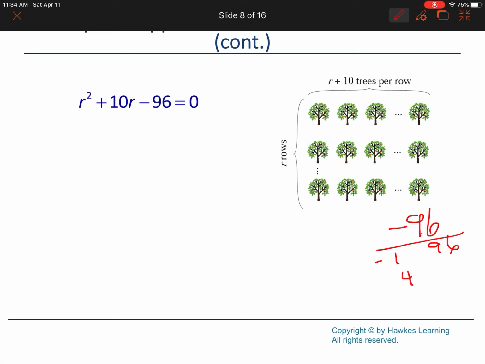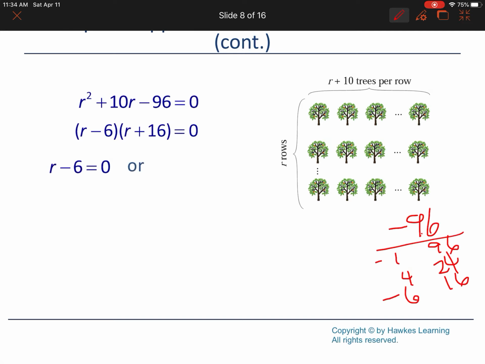Well, I guess we could skip to 4. It's going to be 4 and 24. But that's still 20, so that's still too big. So 6 might go in. What do we think about 6? So 96 divided by 6 would be 16. And those are 10 apart. So we have positive 16, negative 6. Those would be my two numbers.